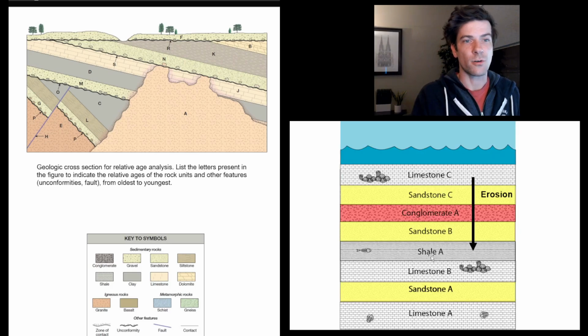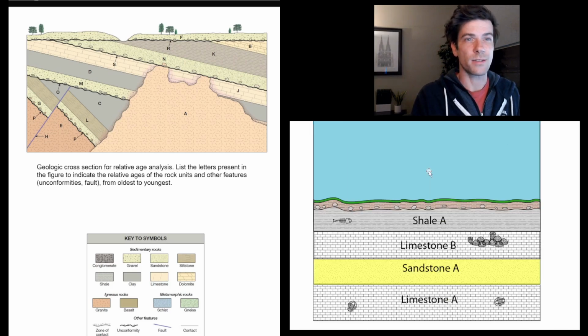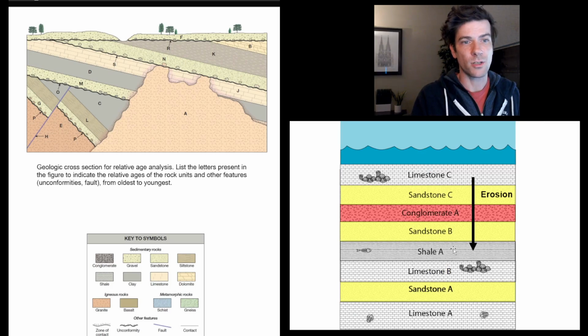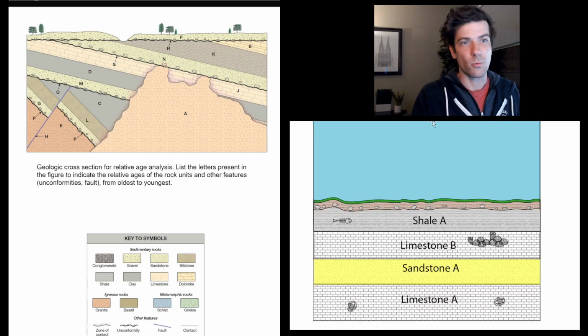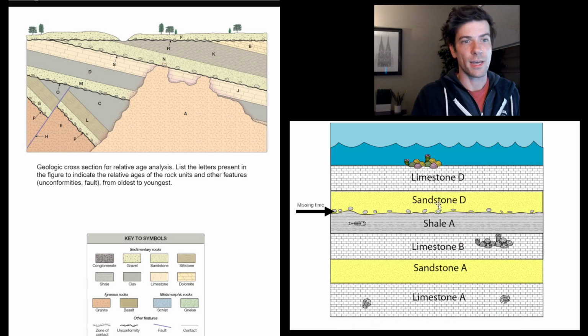But in general, you deposit a bunch of rocks, then there's some erosion, right? So we deposit all the way up here, well past limestone B and shale A, but then we erode all those rocks down to shale A. Then we start depositing more rocks.